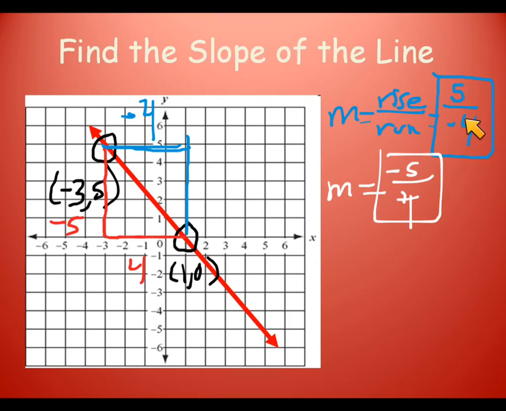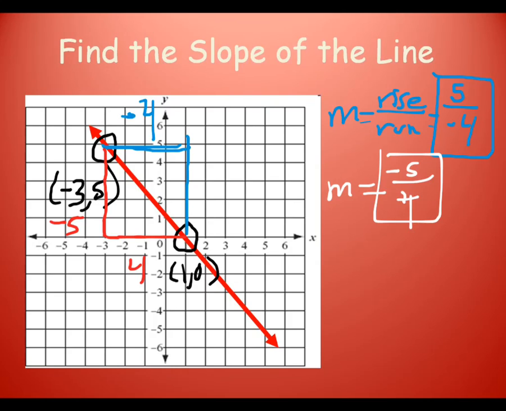5 over negative 4 is the same thing as negative 5 divided by 4. One, I just happen to go down 5, then to the right 4, and one, I happen to go up 5 and to the left 4. They're the same thing, okay? Because I end up with the same result. It doesn't matter if you have one negative, if it's with the numerator or the denominator, okay? So the slope of this line is negative 5 over 4.